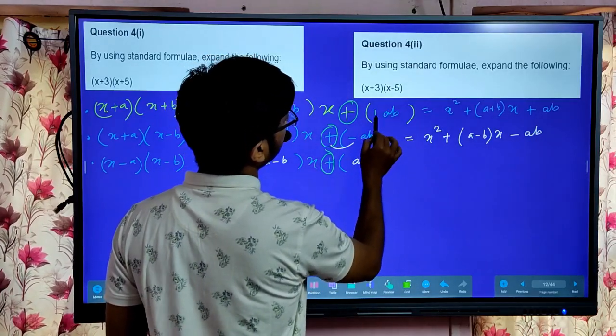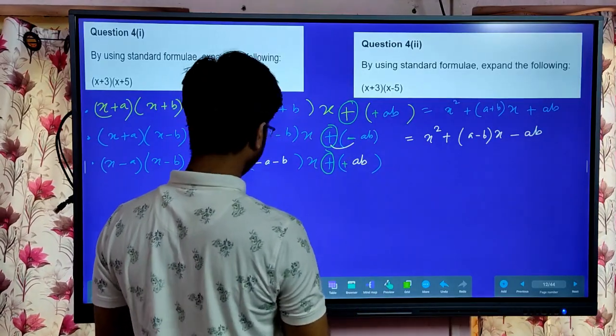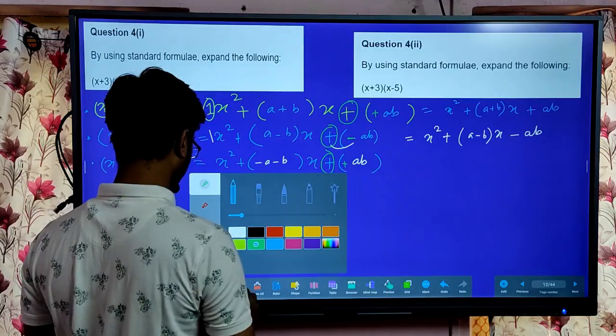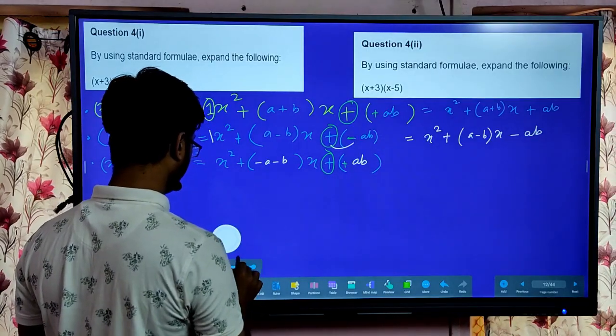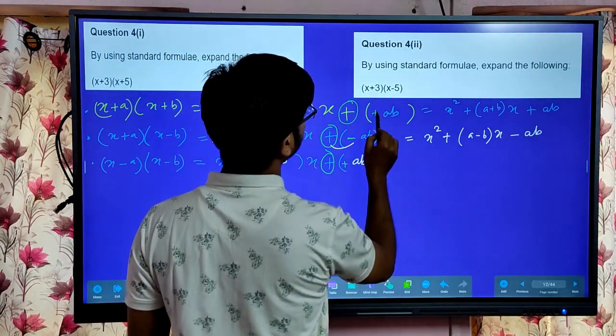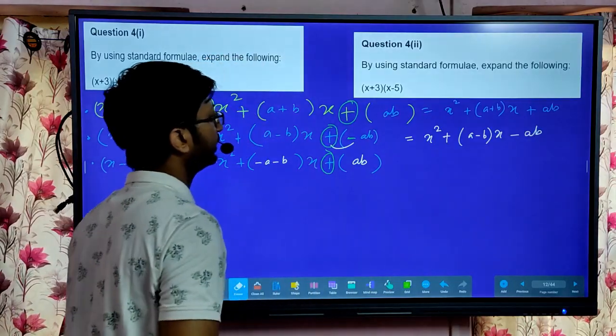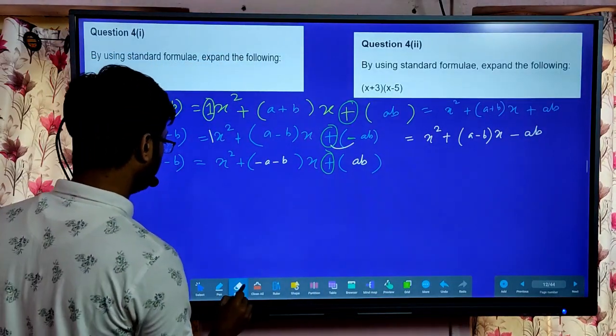See here, nothing is there means plus. Here it is minus. Here it is plus. So in case of plus, we don't write the sign. Only minus we write the sign. I hope it is clear now.